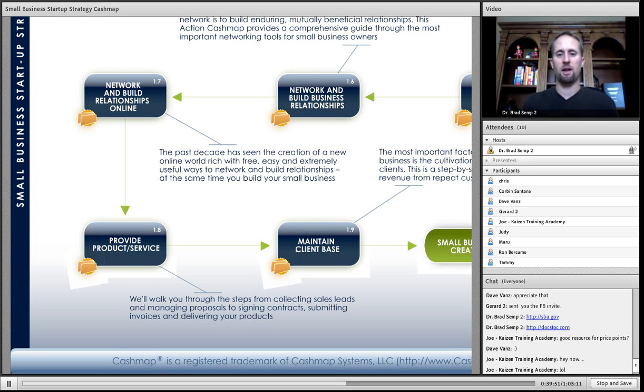At the end of the day, you absolutely must provide a product or service that provides value and addresses a point of pain or need for your target market. It's as simple as that.